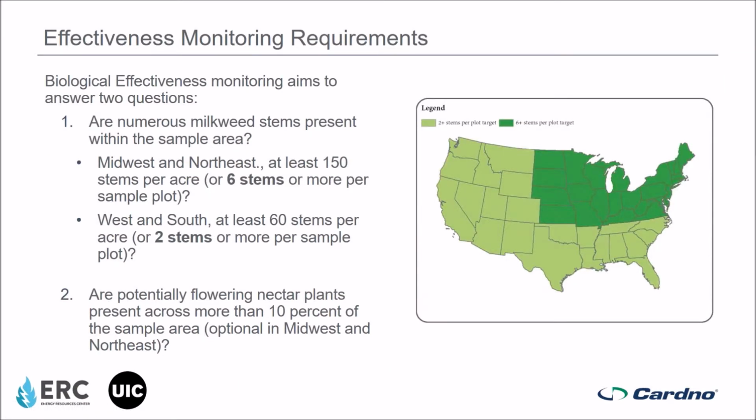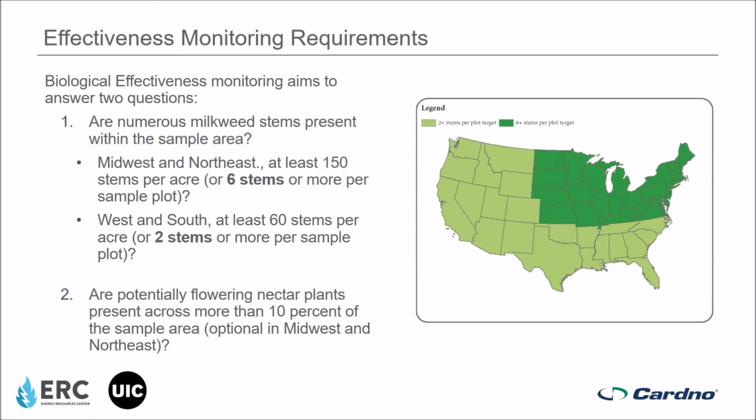Generally, there are two primary metrics that we're using to determine the effectiveness of the conservation measures that are being implemented as part of the CCAA. The first is the presence of milkweed, and we have basically two thresholds for determining sufficient milkweed presence. The first is a threshold for the Midwest and Northeast, those states shown on this map in the dark green color. And the threshold we have is 6 stems or more of milkweed per sampling plot.